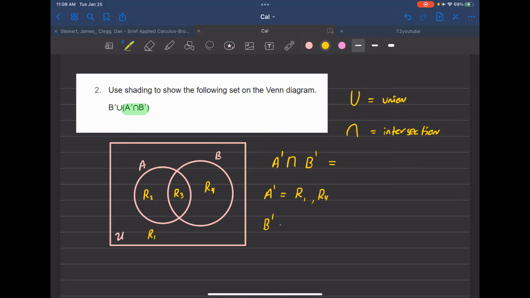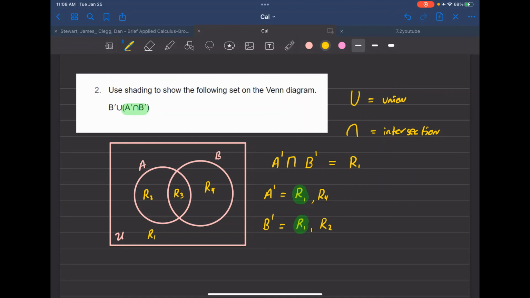Now B complement cannot be this. Sorry, B cannot be that. So B complement is outside of that, so it will be R1 and R2. Now where do these two sets intersect? Well, these two sets intersect at R1. Therefore, A prime intersect B prime is the region R1.